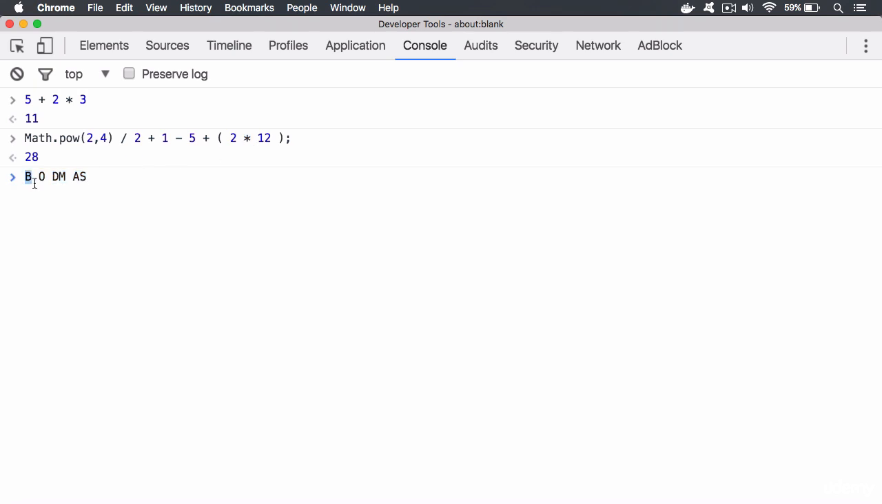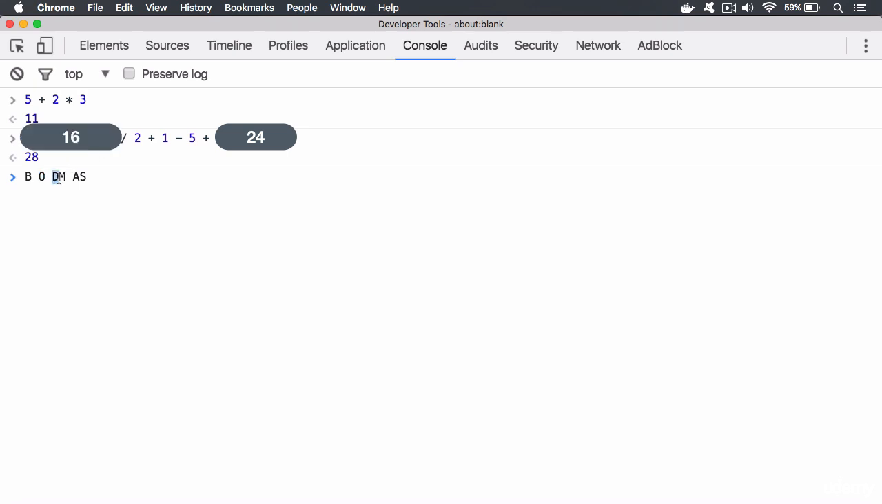So first of all, are there any brackets? Well, yes, there are. There are these round brackets or parentheses. And you can see there's only one operator inside of them, which is the multiplication. So this gets done. 2 times 12 is 24. Then we need to go to the next stage. Well, we've got powers. So with powers, you've got math.power right here. 2 to the power of 4, 2 times itself 4 times is 16.